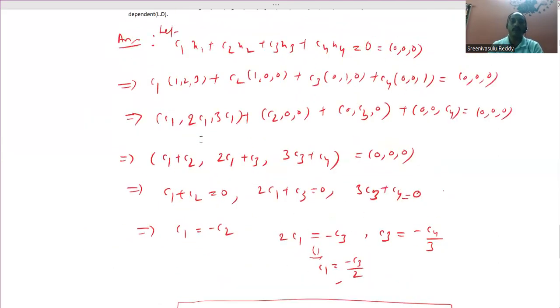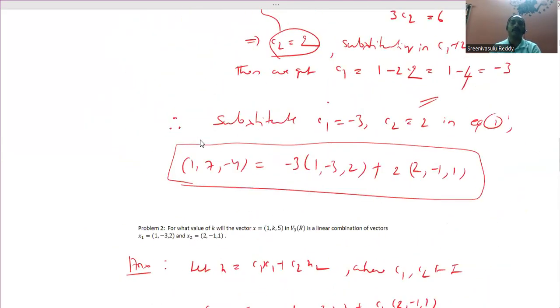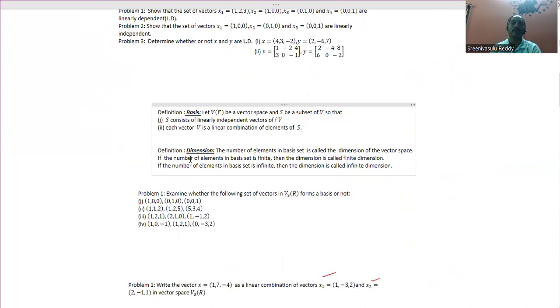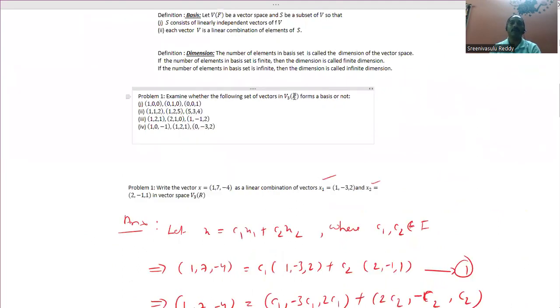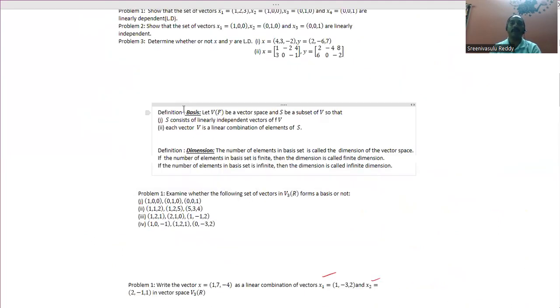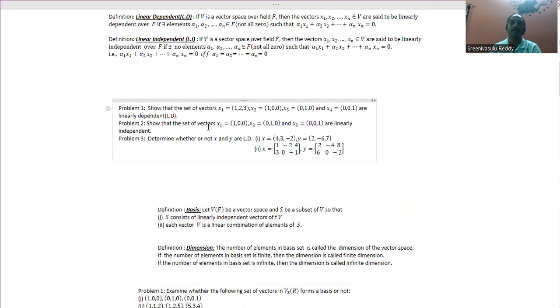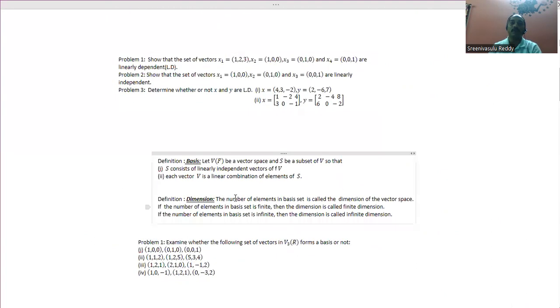Okay. Third problem, your homework problem. Next topic, basis and dimension. Basis means a set of vectors. You collect the set of vectors, usually taking some vectors in a set S. This set S is said to be a basis if the vectors in S are linearly independent, just like the previous procedure.